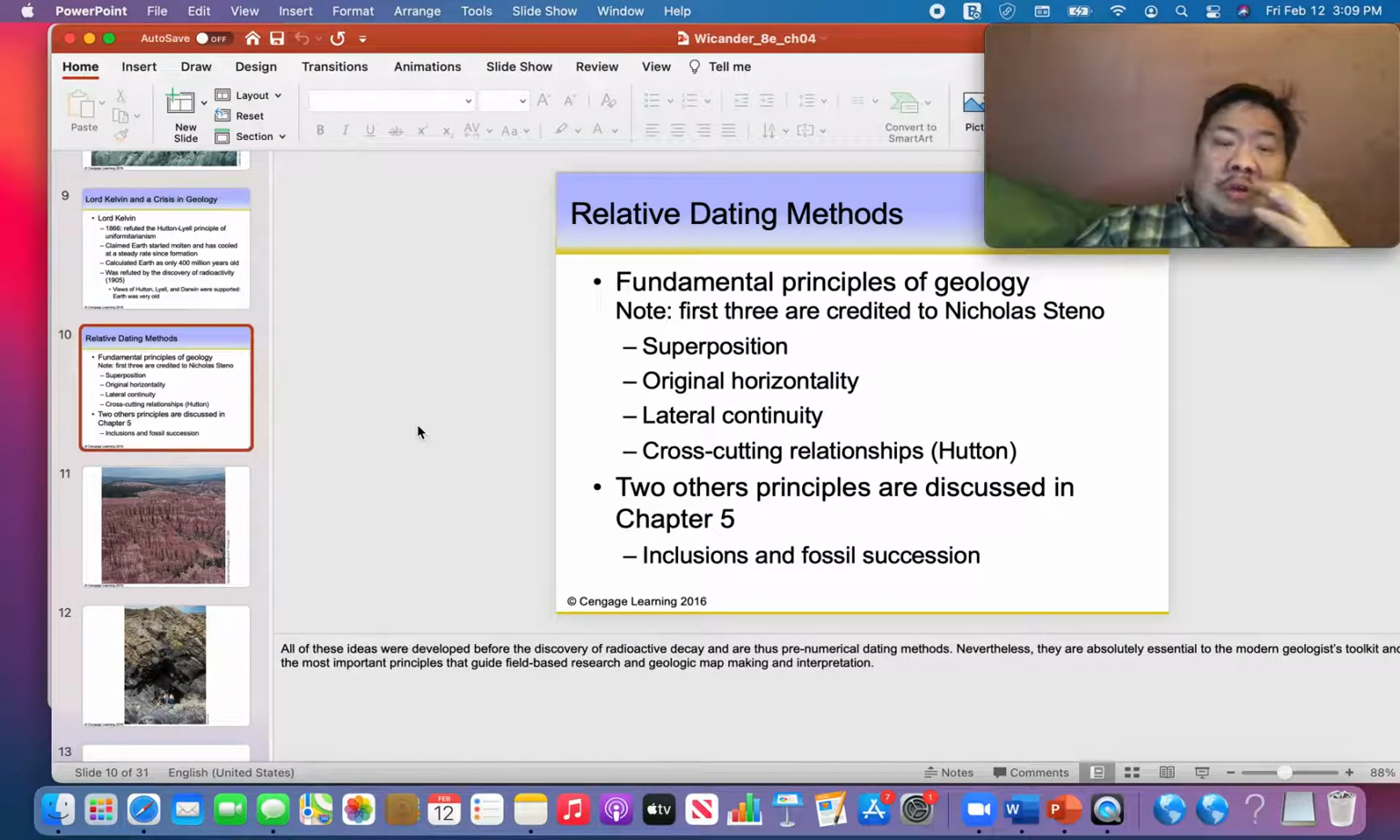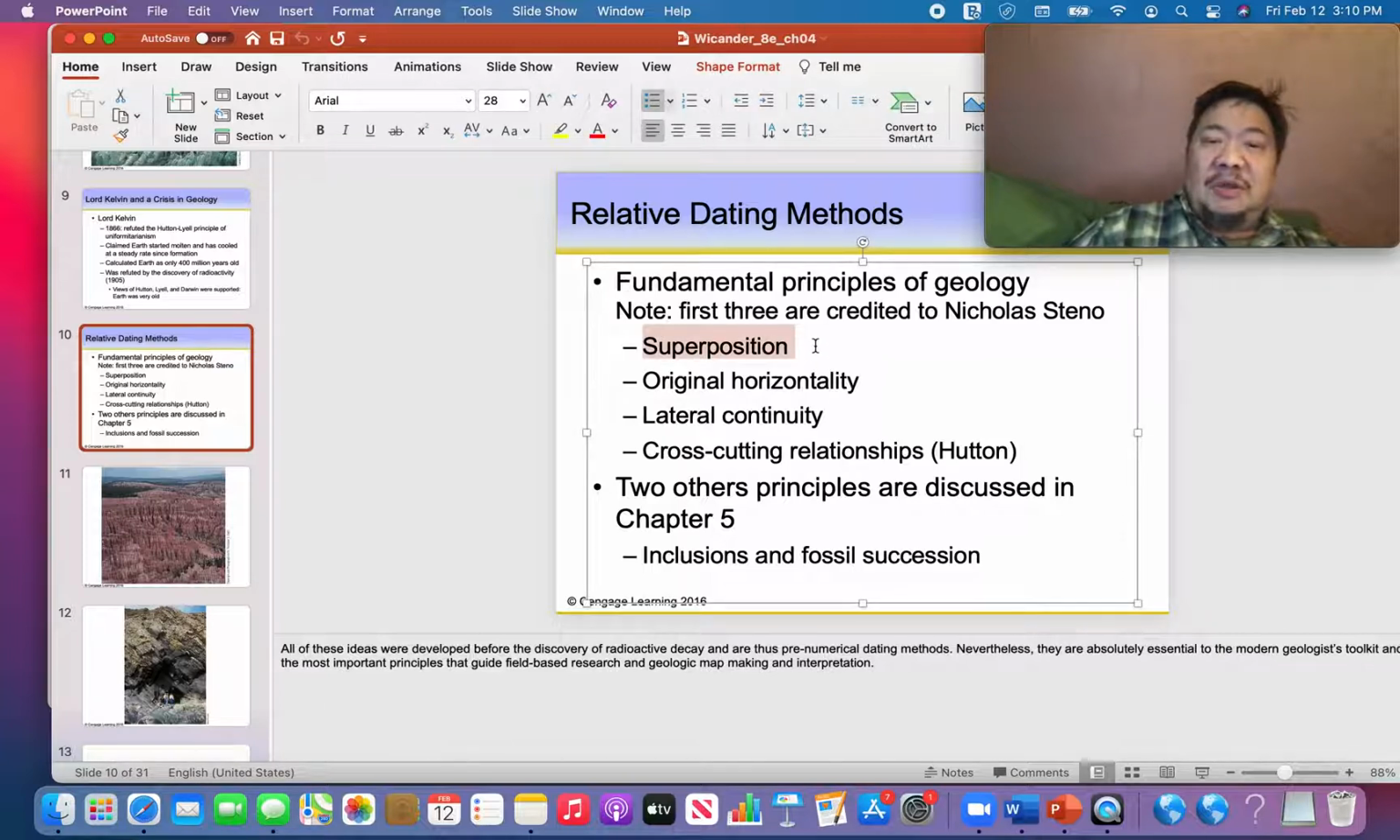In order to do relative dating, I'm going to cover the main principles of relative dating, and those are superposition, the principle of superposition, the principle of original horizontality, the principle of lateral continuity, the principle of cross-cutting relationships, the principle of inclusions, and the principle of fossil succession. So in order to do relative dating, we need to have 6 tools in our toolkit, and you need to know how to use all 6 of these tools.